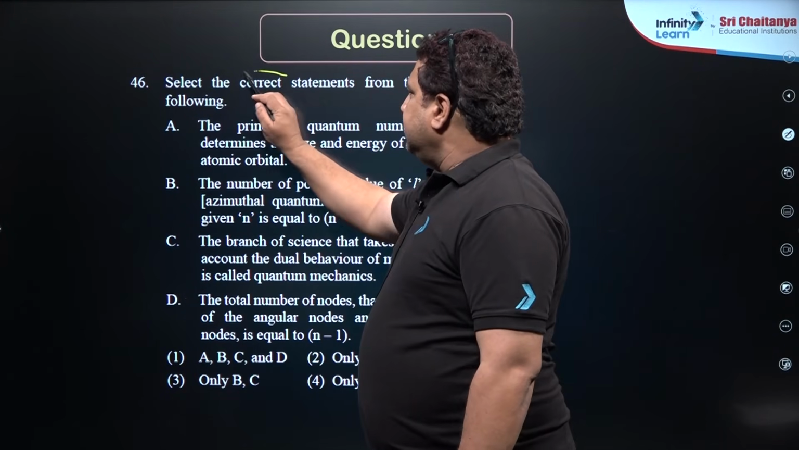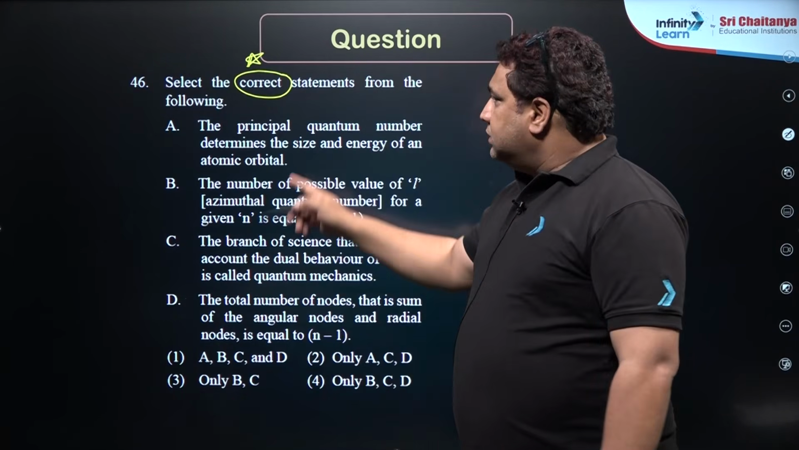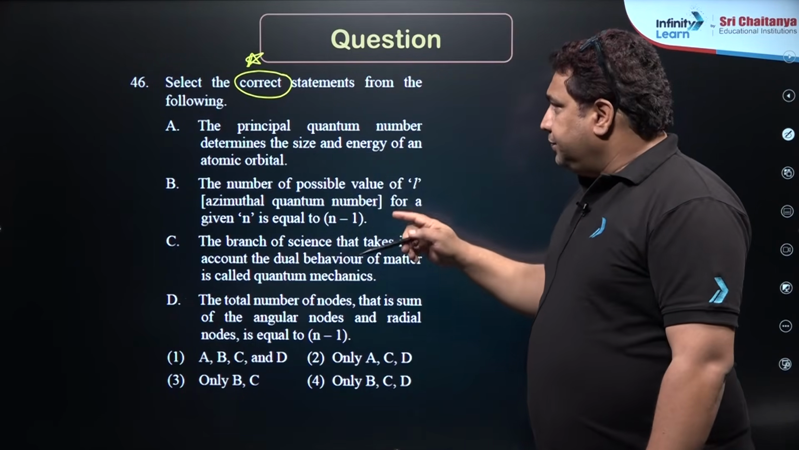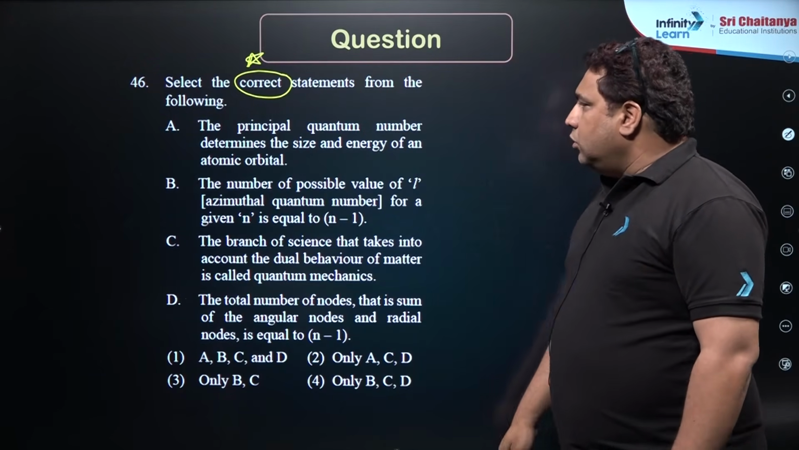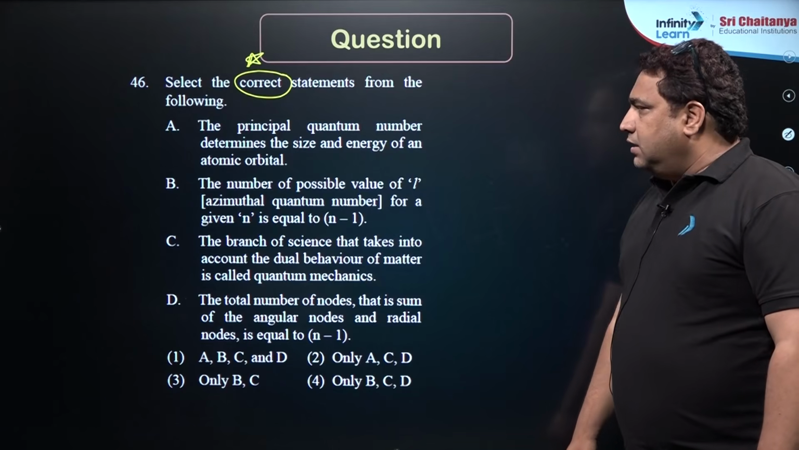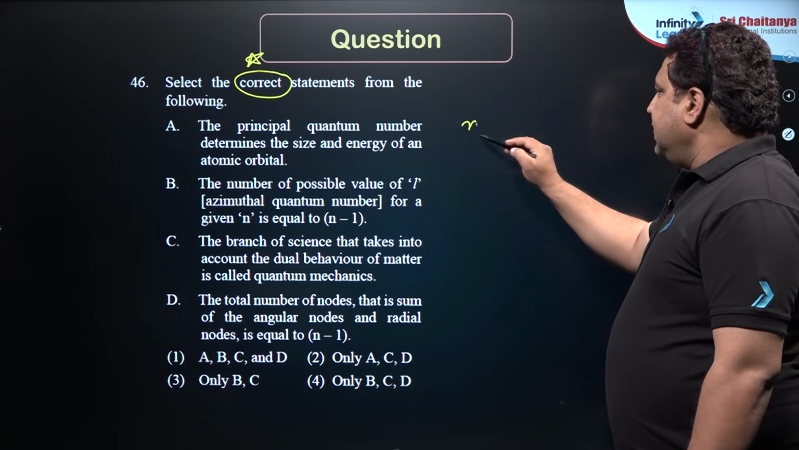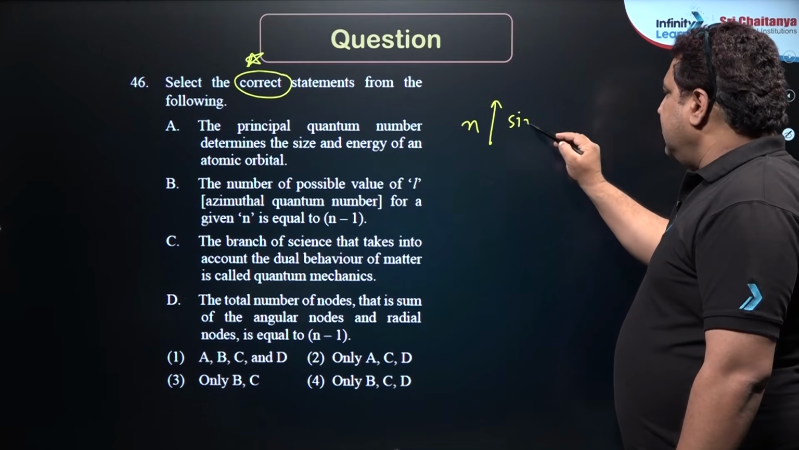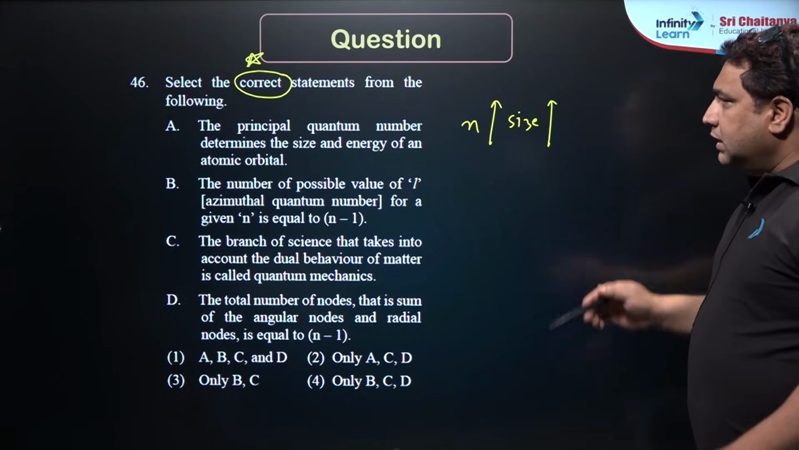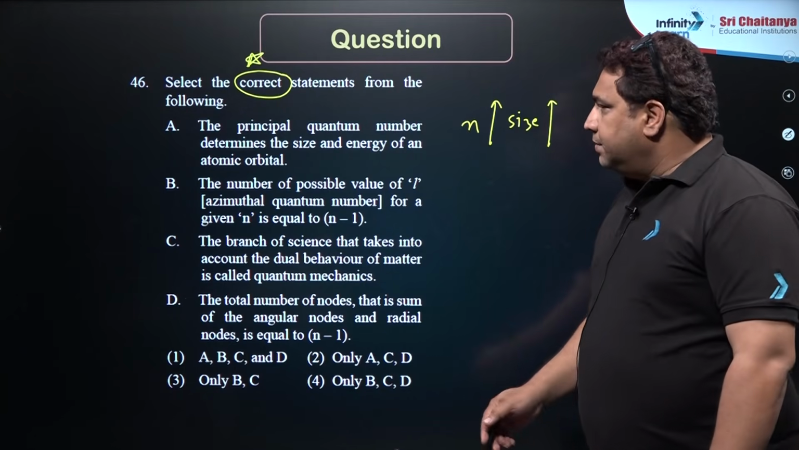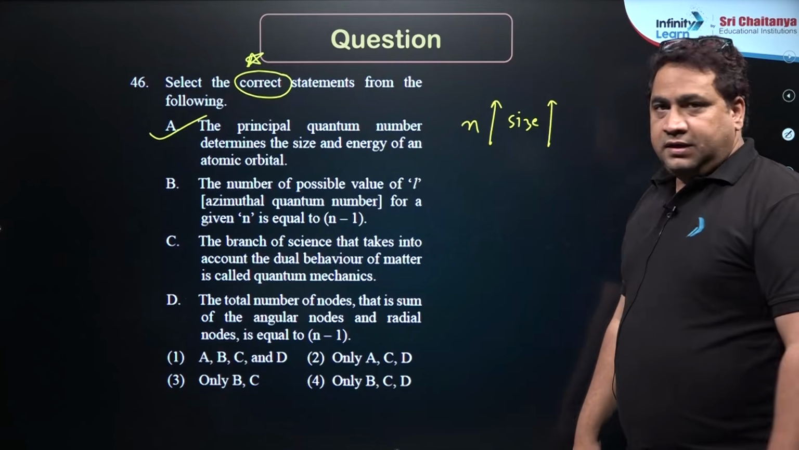Correct statements he is asking. Okay, so first everybody, sometimes what happens, we don't see correct or wrong, sometimes he says incorrect and you make a mistake. So correct statements we want, right? So first one, the principal quantum number determines the size and energy of an orbital. Yes. So whenever n will increase, size will increase. Okay, right? And obviously the main intention of principal quantum number is to describe the energy and size of orbital. So option A is perfectly correct.